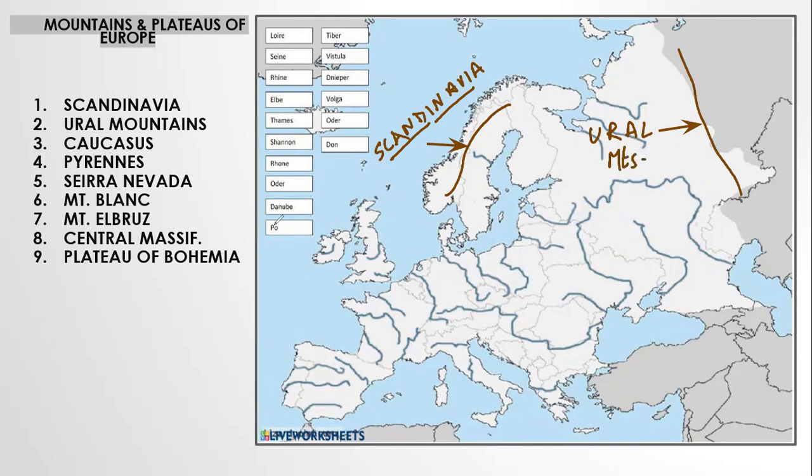Then next is Caucasus. The very easiest way to mark the Caucasus Mountains: this is the Black Sea, children, and this is the Caspian Sea. The Caucasus Mountains are drawn between the Black Sea and the Caspian Sea. So, Caucasus Mountains.